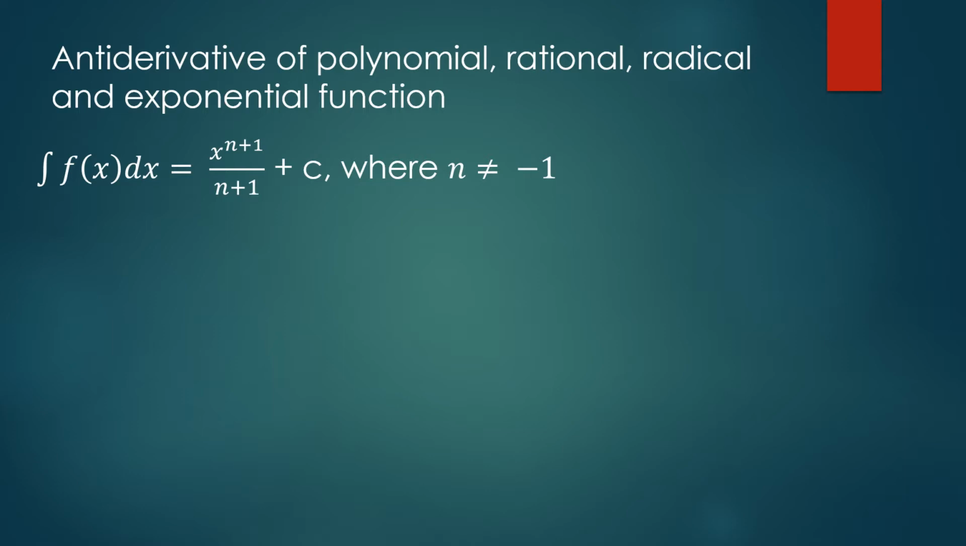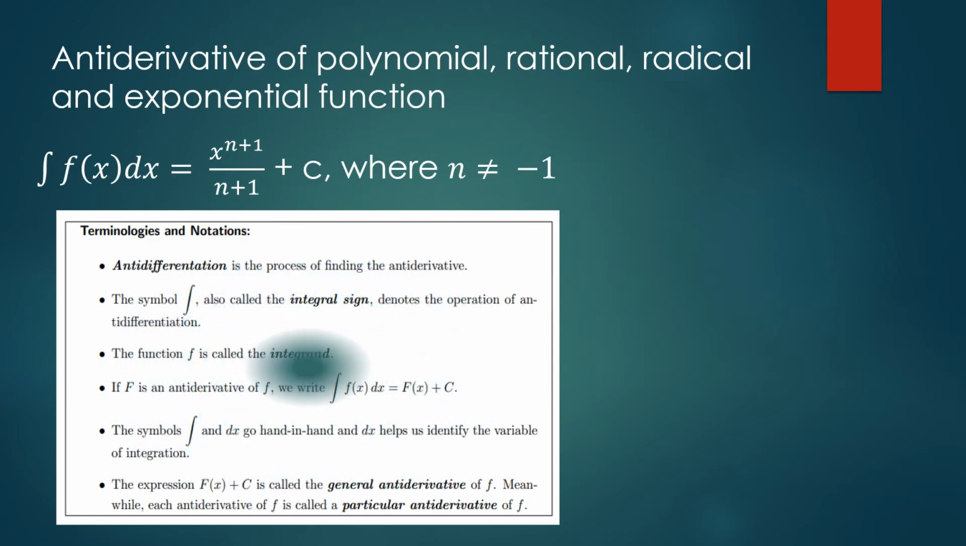Next, the following are the terminologies and notations for anti-differentiation. First, anti-differentiation is the process of finding the antiderivative. Second, the symbol, also called the integral sign, denotes the operation of anti-differentiation. Third, the function f is called the integrand. After the symbol, that function or quantity is called the integrand.